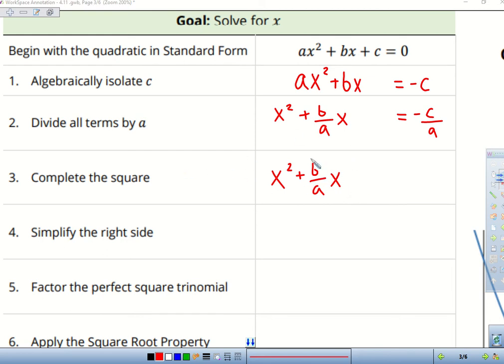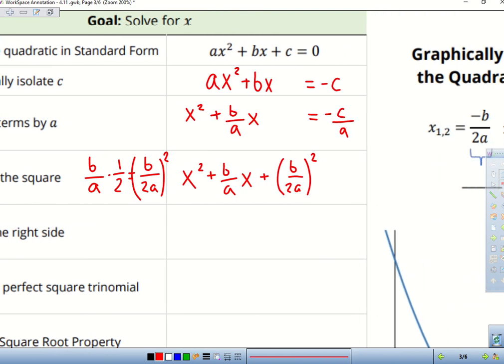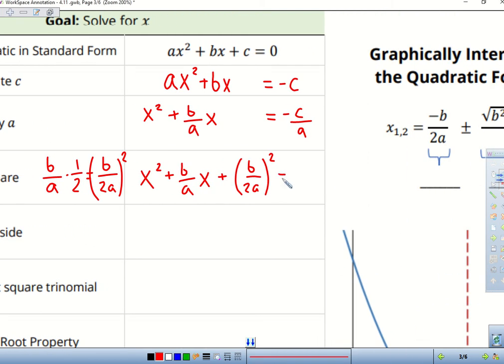So basically, if I want to take half of this, I would multiply it by 1/2, which gives me b over 2a, right? And that's half of that. But we don't just take half of it, we take half of it and then we do what to it? Square it, right? So we do half of this term squared. And what I add to one side, I have to add to the other side. Good. So that's going to be b over 2a squared minus c over a as well.